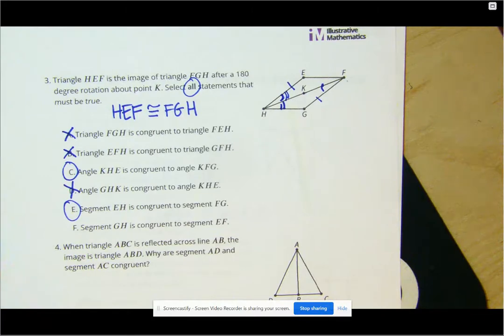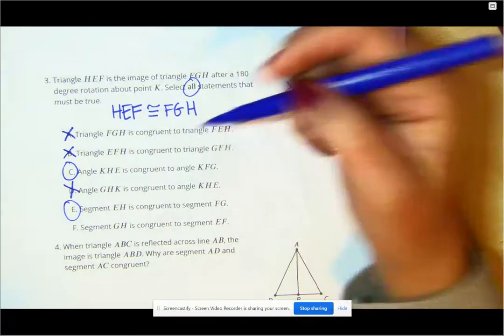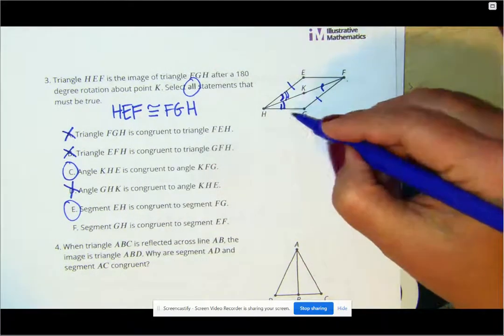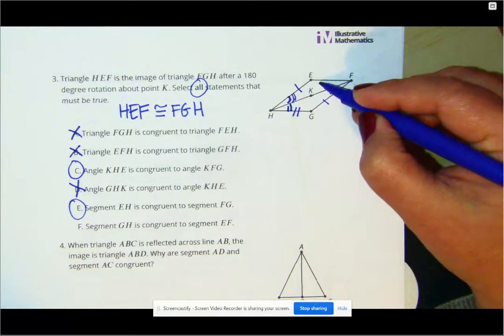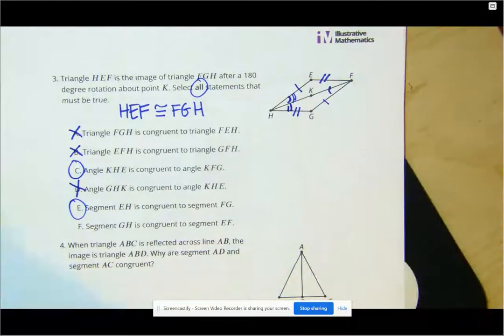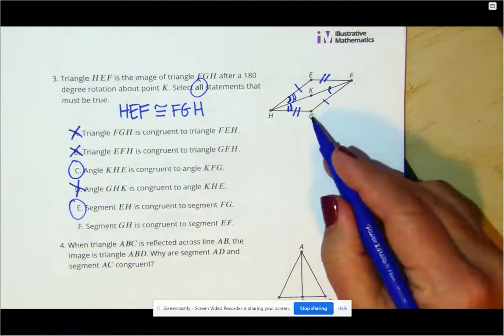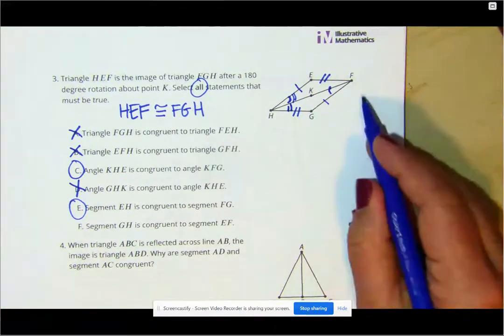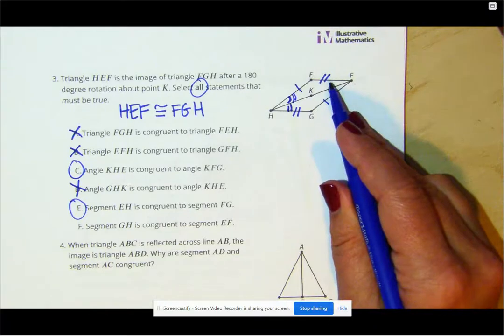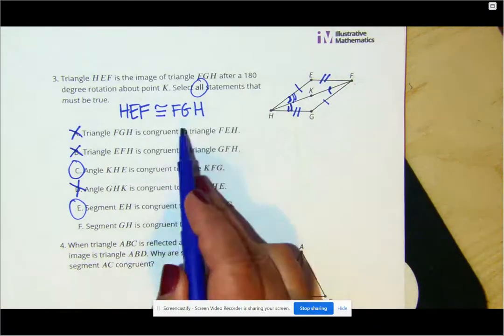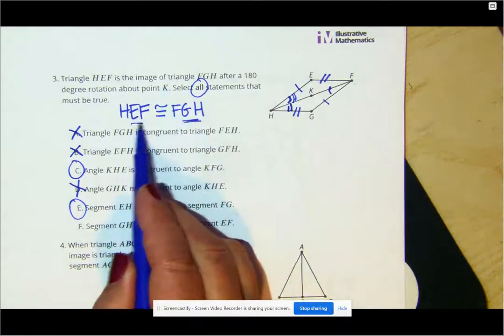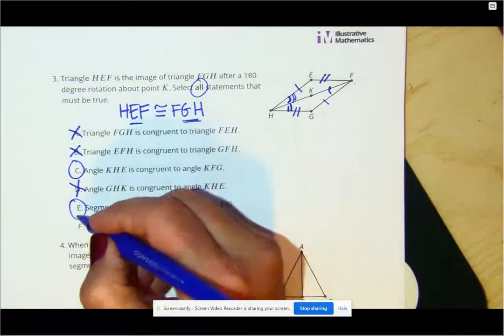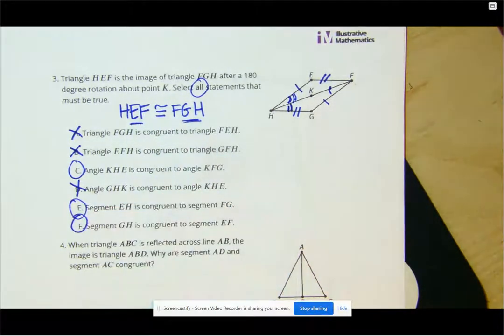All right, last one. Segment GH is congruent to EF. Segment GH, that's this one, is congruent to EF, right? Hopefully you can visualize when I rotated at 180, that one landed right there. You could also look at the letters. It says GH, that's these two, is congruent to EF. That's those two. Yes. C, E, and F.